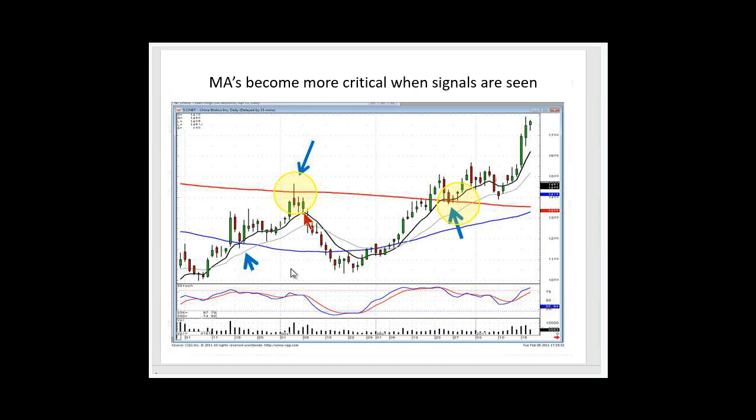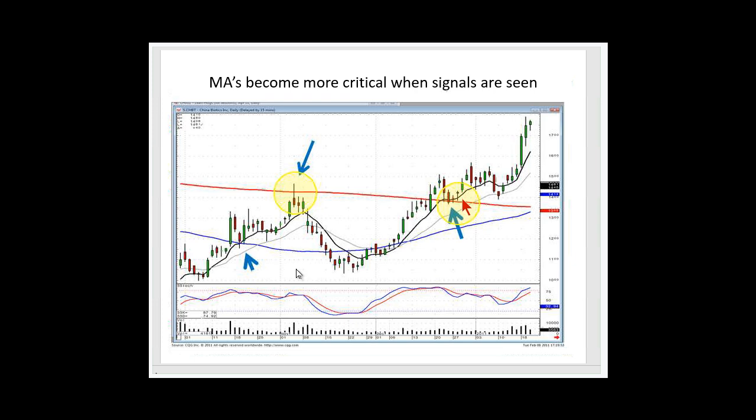When they get to the next target, the 200, we can see this was a shooting star signal. When they opened it lower the next day and started trading lower, what did it tell us about the force going up through the 200? It wasn't there. They're taking profit. They come up through the 200. What do they do? They come back and test it to see if it's going to act as support.